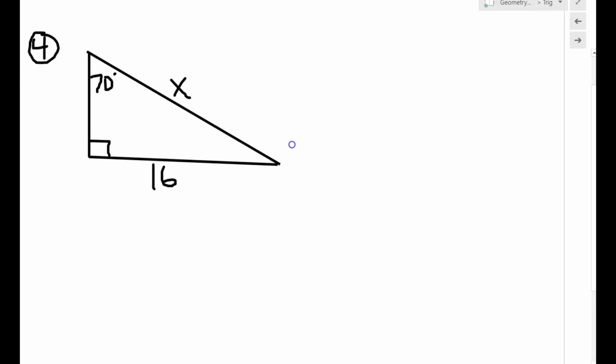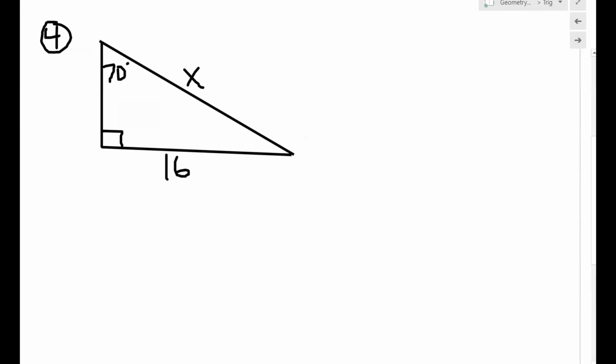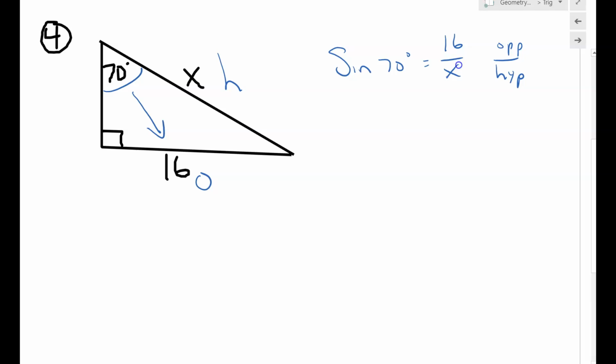Okay, so this one now, number 4, again, reference. There, going across, that's my opposite, and this is hypotenuse. I'm not going to write SOHCAHTOA out there. Which one deals with O and H? That's right, sine. So we're going to say sine of 70 equals the opposite, remember, it's opposite over hypotenuse. So we're going to say the opposite over the hypotenuse. Now, here's where things are different. So the x is on the bottom, right?